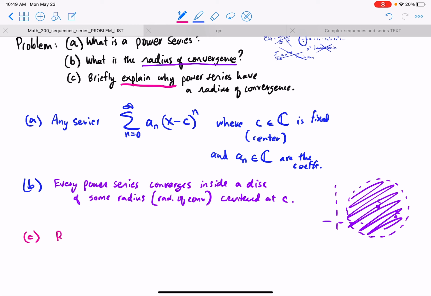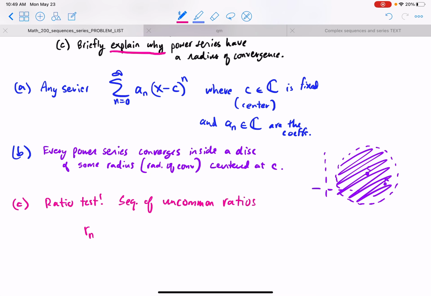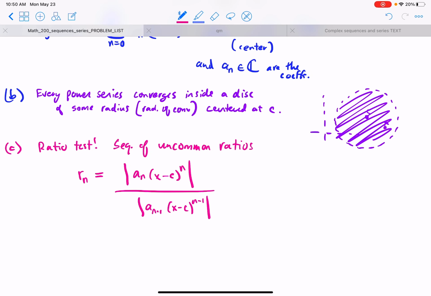C. So, ratio test. Sequence of ratios, or not necessarily common ratios. What do we call it? r sub n. Now, here are the terms of our power series, so let's look at them. Take the absolute value of the nth term, divided by the absolute value of the n minus 1th term. Now, you see what's going to happen here is that we're going to get the absolute value of a sub n over the absolute value of a sub n minus 1.